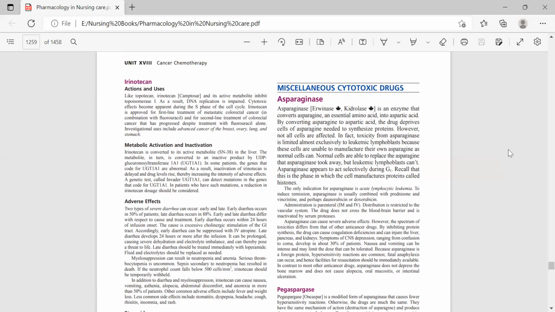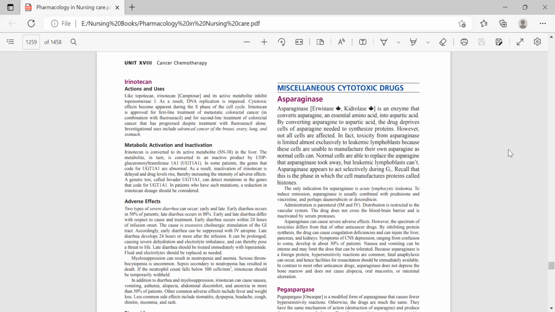The drug is indicated in leukemic lymphoblasts, and it selectively acts on the G1 phase. We all know that during cell manufacturing, proteins such as histones are required, and normal cells are able to replace the asparagine that asparaginase took away. So, only the cancer cells are affected, which is associated with acute lymphocytic leukemia. Asparaginase is combined with prednisone and vincristine and perhaps daunorubicin or doxorubicin to make the regimen for acute lymphocytic leukemia. Administration is IM or IV.